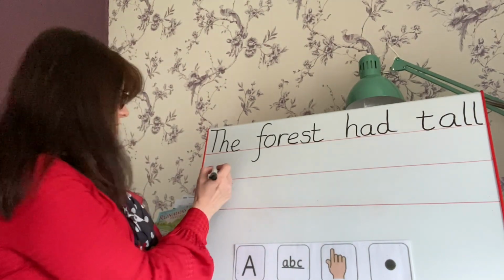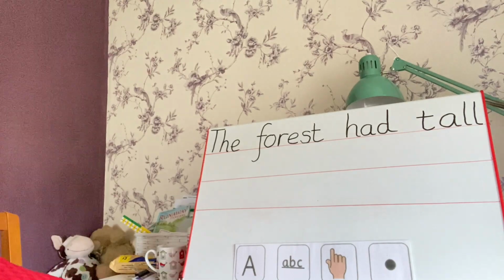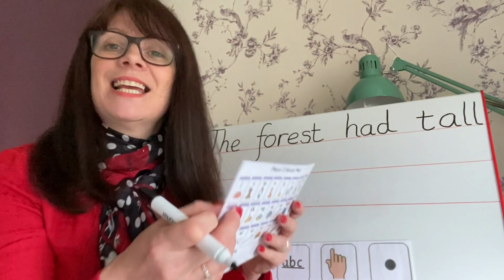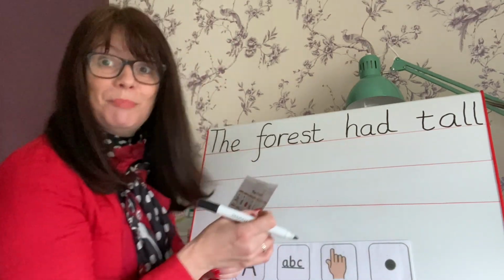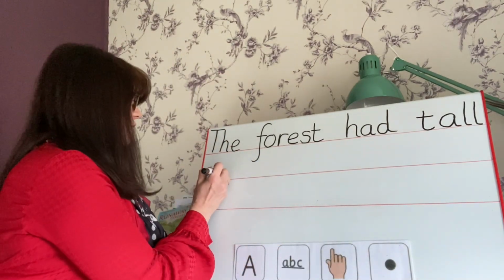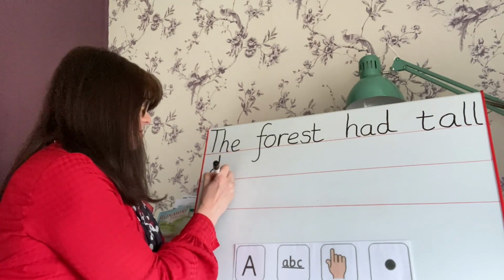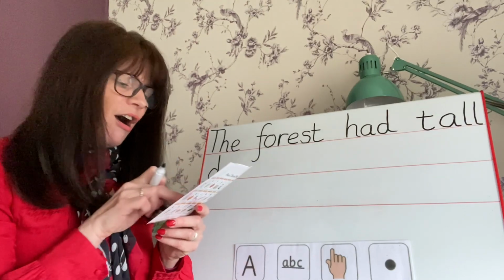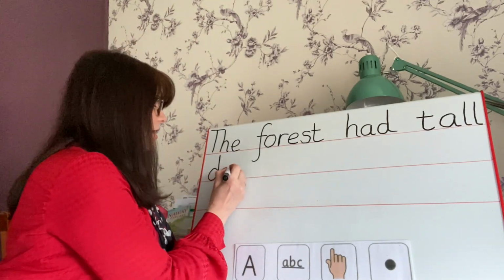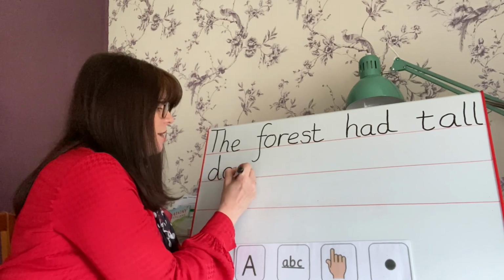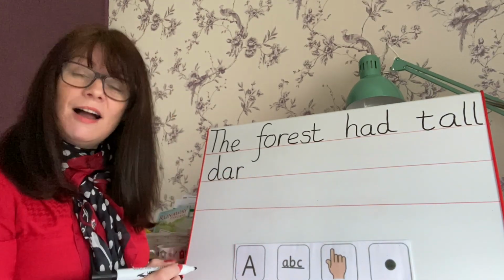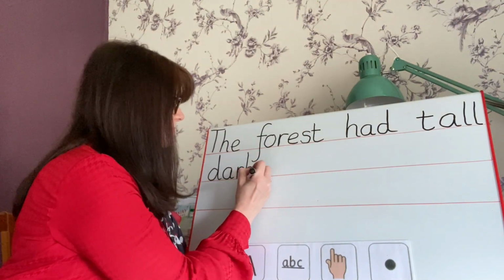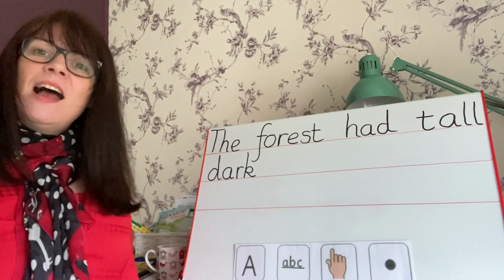D. Oh, hang on. I'm just going to check my sound mat. So there it is. I get my D the right way around. I don't want to write a B by mistake, do I? D. R. Use my sound mat again. Where's R? There it is. R. I can just copy it now. D, R, K. I know that dark has a K at the end. Dark. There we go.